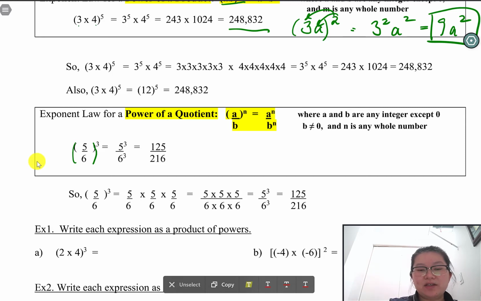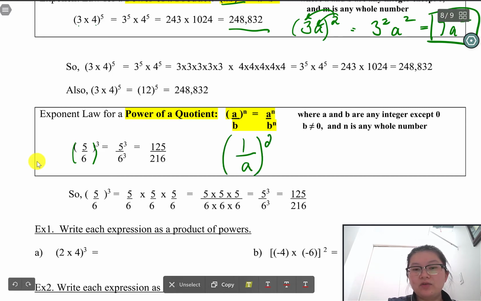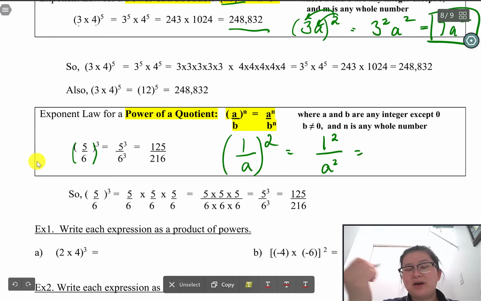So if it looks like this, like say 1 over a to the power of 2, then that's going to look like 1 to the power of 2 over a to the power of 2. And you're like, oh, 1 to the power of 2 is just 1, silly. Yeah, you're right. But what happens if I give you something that looks like this?